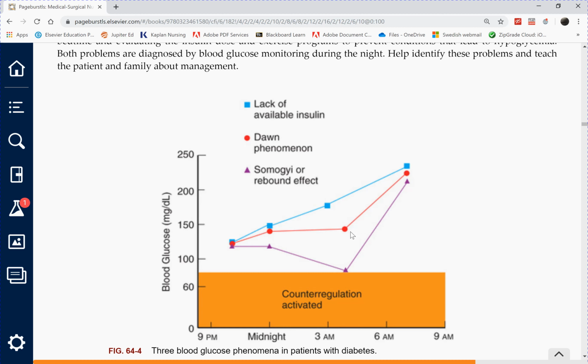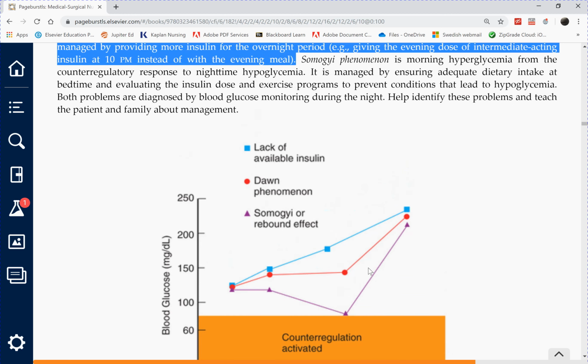So that way, instead of the sugar going up like this in the morning, the sugar will go more steady around here because you still have some insulin effects left. Okay, so this is one of the uses of NPH to control dawn phenomenon.